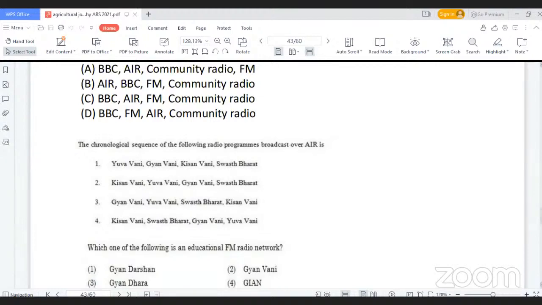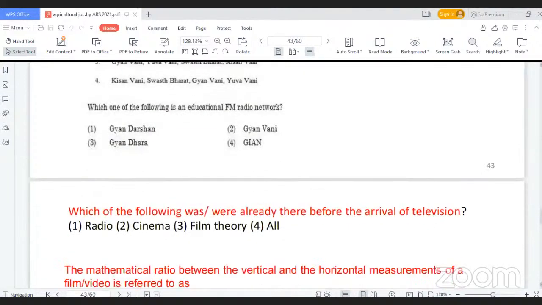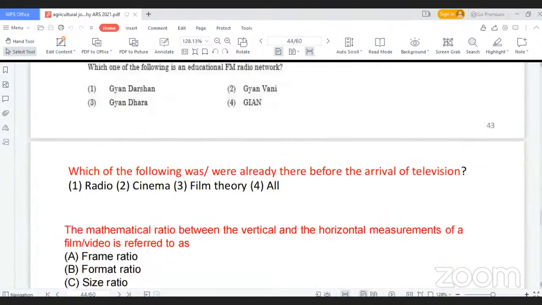Gyanvani, generally they broadcast at 4 to 5. Then Yuvani, 5:30 to 6 o'clock, in every channel, maybe in Odia, in Marathi, or Hindi. Then Swastha Bharat, 7 to 7:30, then Kisanvani, 7:30 to 8. This is Gyanvani, don't you know?